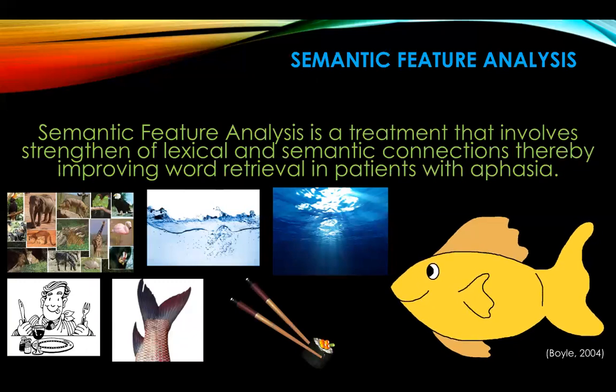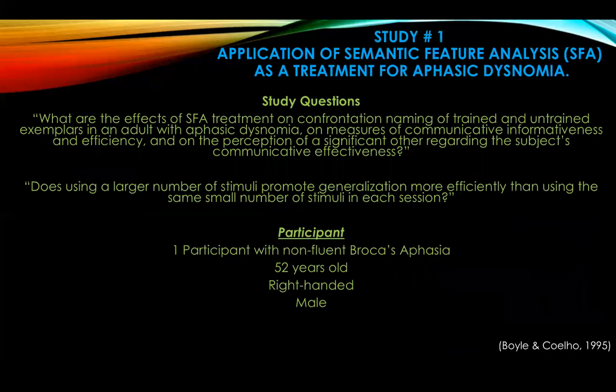With this literature review, I wish to explore how effective semantic feature analysis treatment is in improving word retrieval difficulties in patients with aphasia. The first study I looked at investigated the effects of semantic feature analysis on confrontation naming of trained and untrained exemplars in an adult with aphasic dysnomia. The researcher particularly wanted to explore whether using a large number of stimuli promotes generalization more efficiently than using the same small number of stimuli in each session.